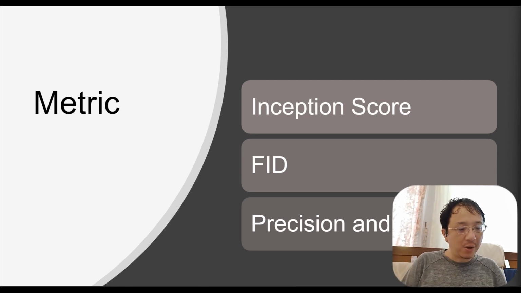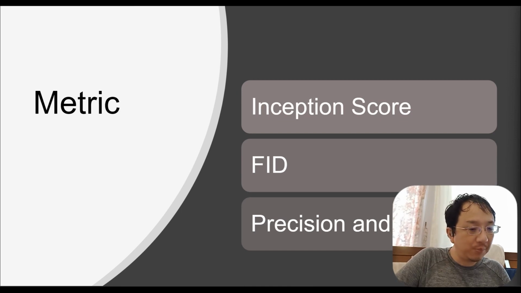Because we usually generate these images so that people can actually look at them, the ultimate judgment is still made by humans, by our eyes, objectively. These metrics may not exactly match the preference of human beings. They may not align with human preferences.